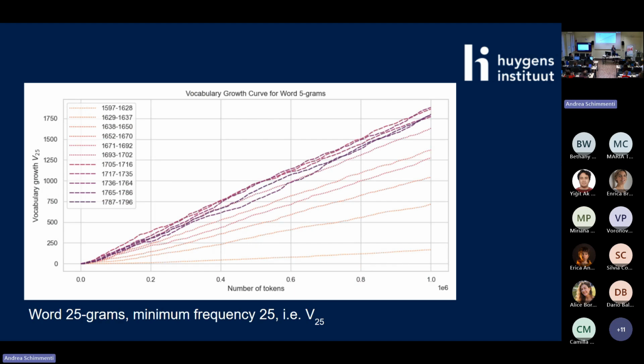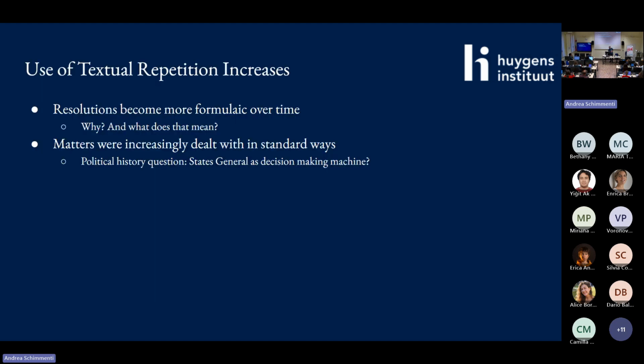Then there's another interesting thing to see. If we again look at vocabulary growth, we see that the oldest period had the fewest formulas. And as time progressed, they became more and more formulaic. So there's actually much more going on. It's not just that text is repetitive, but they tend to introduce more and more formulaic aspects into these resolutions. That calls up all kinds of questions. Why is this going on?